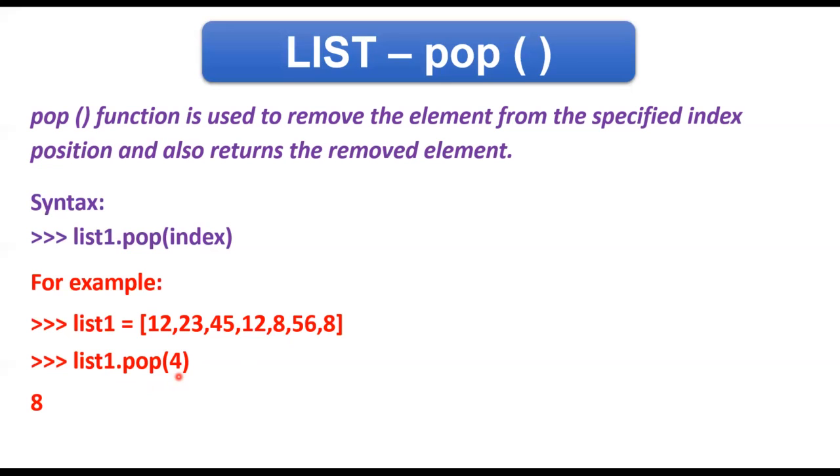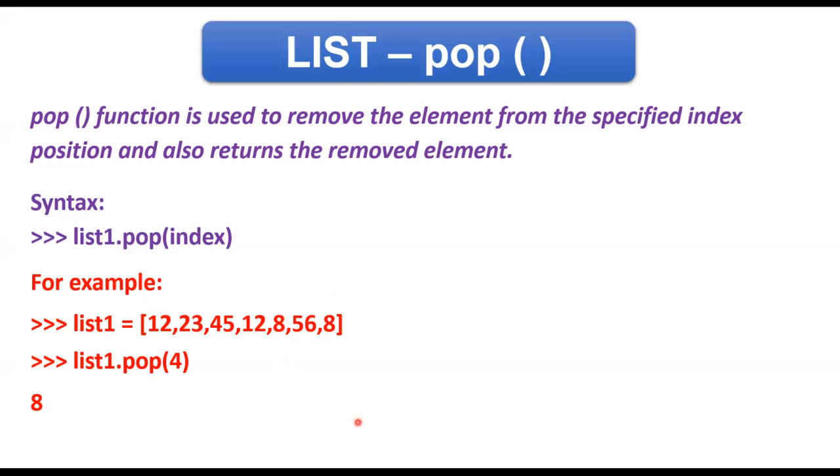Now if I print my list1 after this, I will get the complete list not having element 8 inside it. But from this location only, this 8 will be gone because we are removing the element from the fourth index position. We are not removing the element directly.